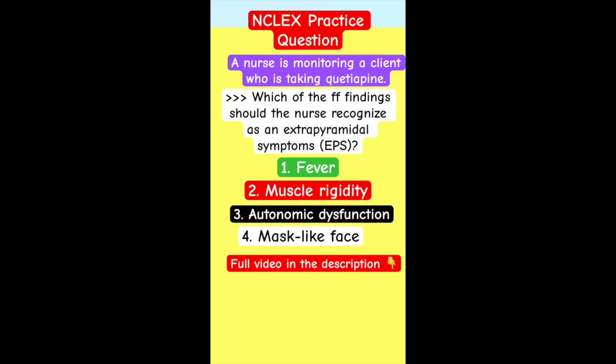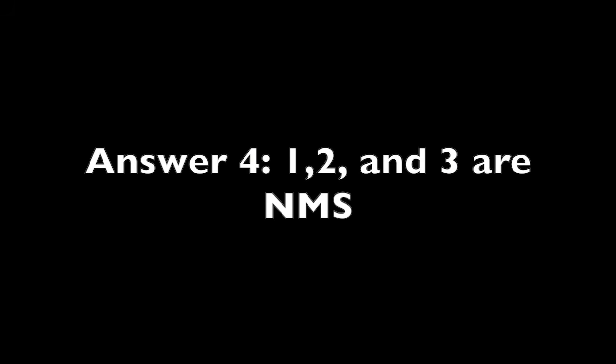This is the question. A nurse is monitoring a client who is taking Quetiapine. Which of the following findings should the nurse recognize as extrapyramidal symptoms, EPS? 1. Fever. 2. Muscle rigidity. 3. Autonomic dysfunction. 4. Mask-like face. If you're taking care of this patient and you recognize that this patient is on Quetiapine, which of these symptoms do you think indicate extrapyramidal symptoms?